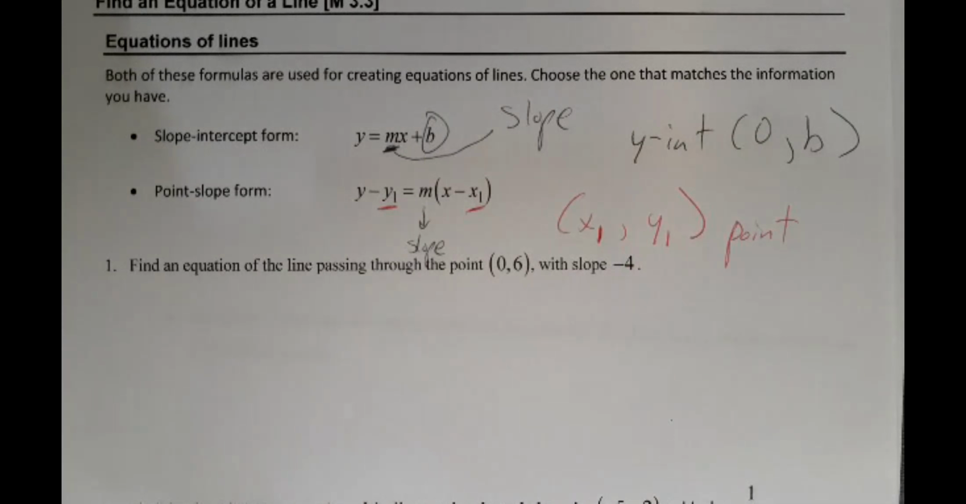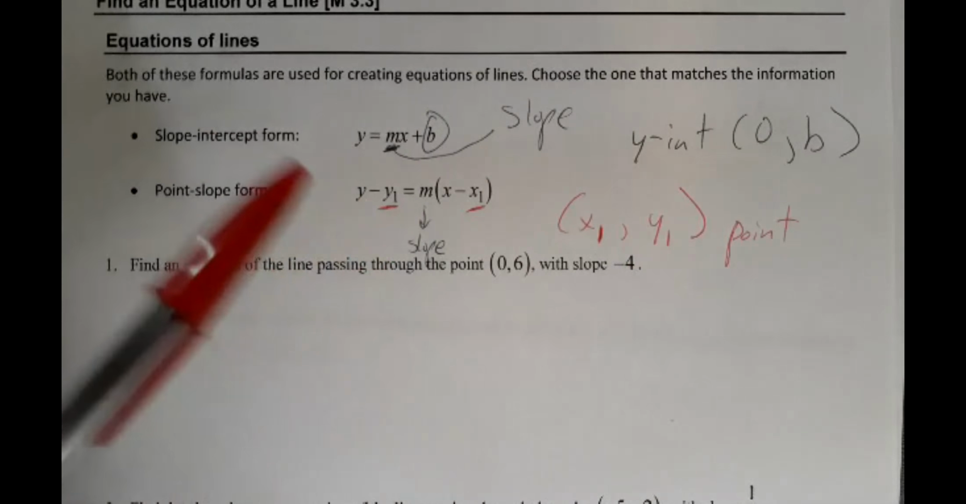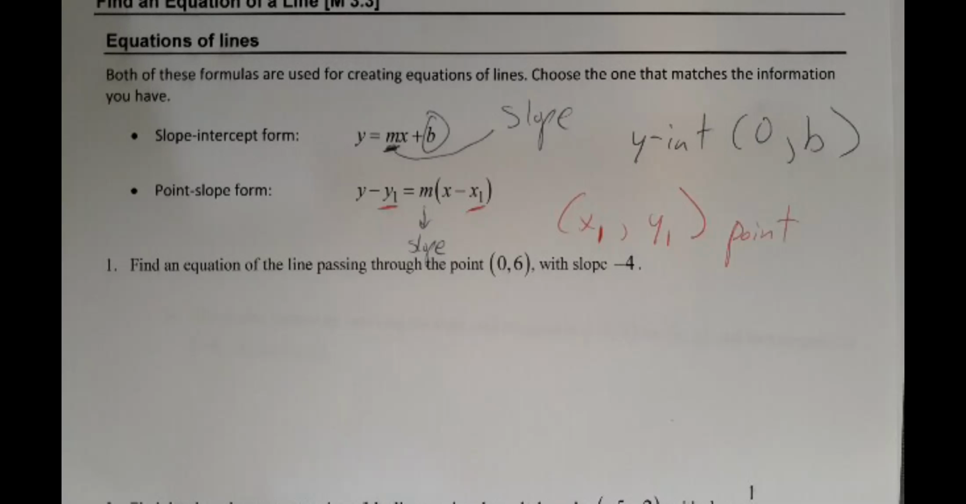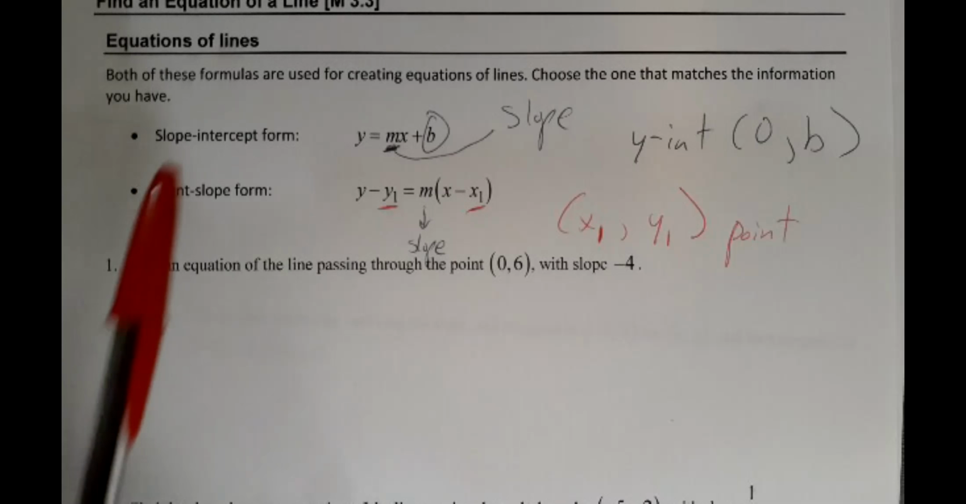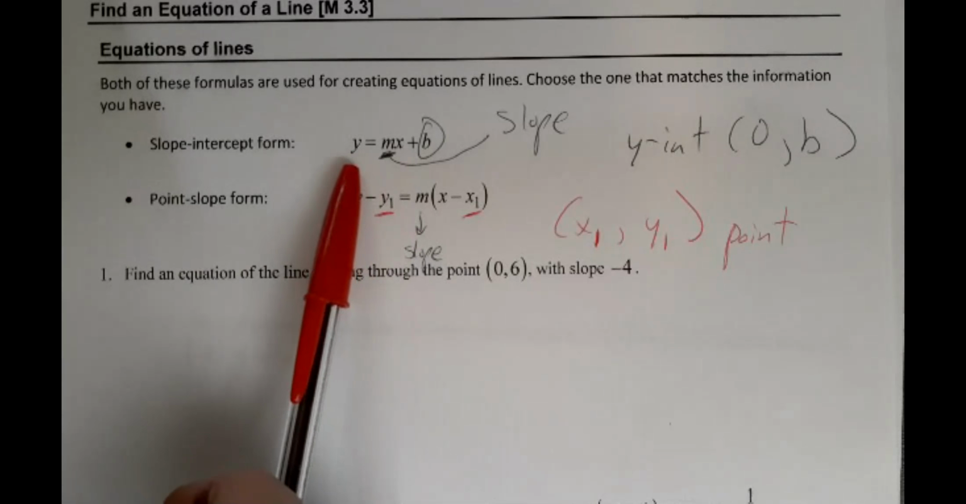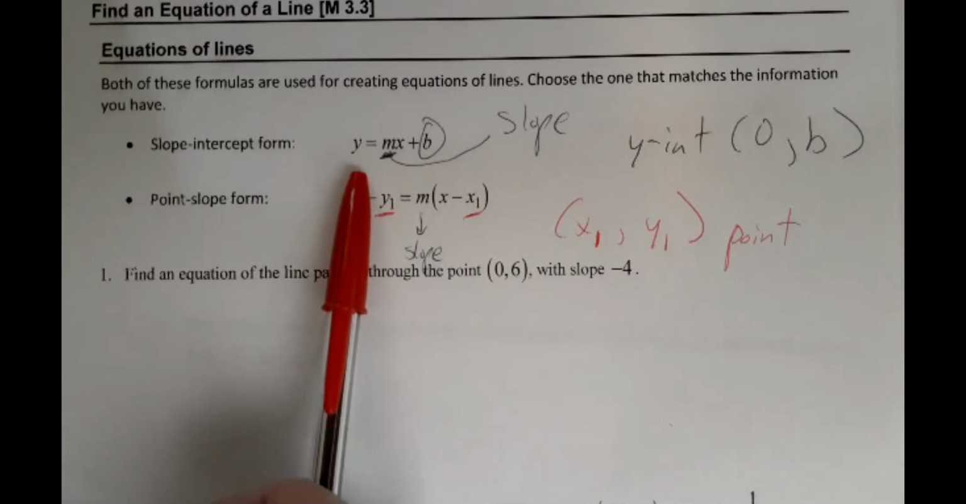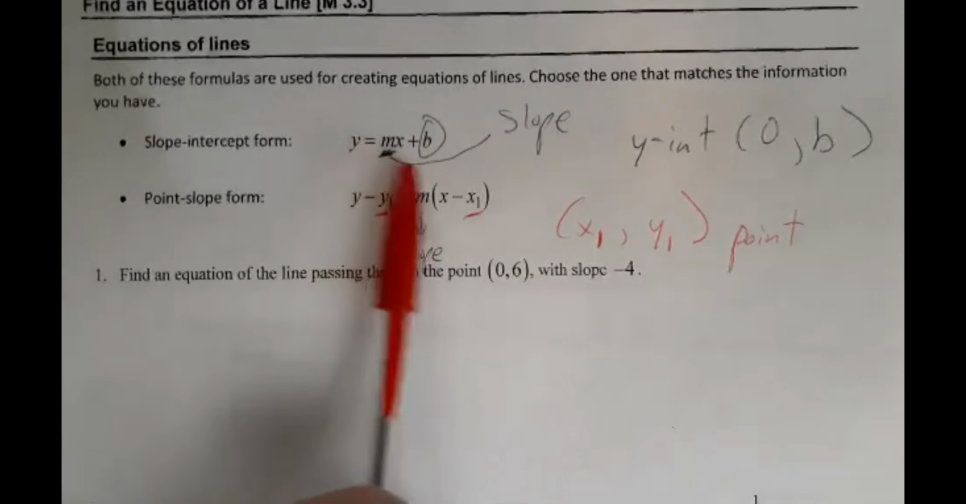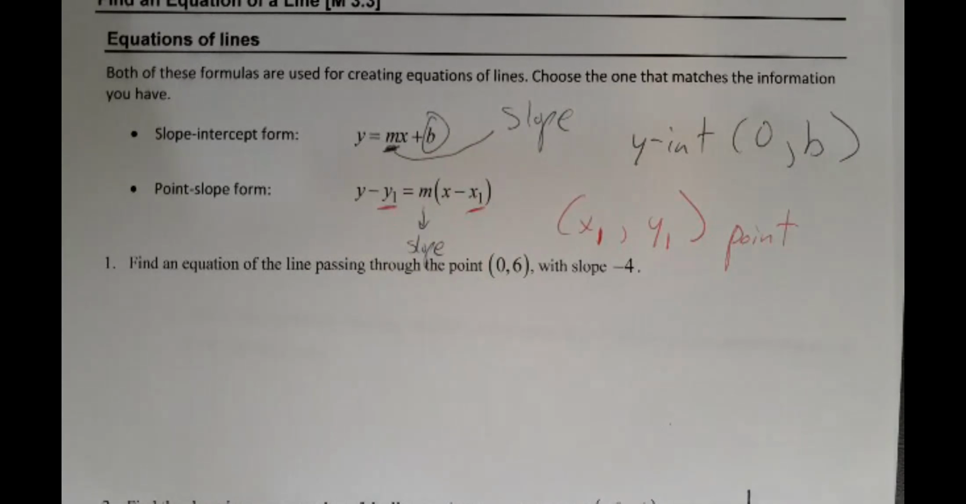So what we're going to end up doing is probably plugging things into this one and doing algebra to solve for the other one. If I ask you to solve for slope-intercept form, another way of saying that is to solve for y, right? We're solving for y. Y is on one side, everything else is on the other.